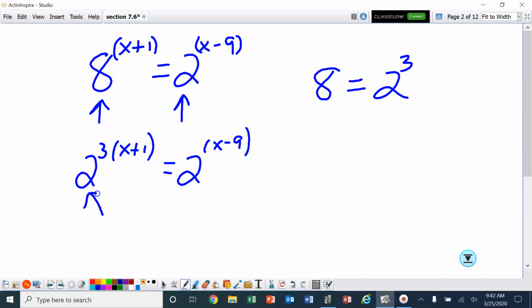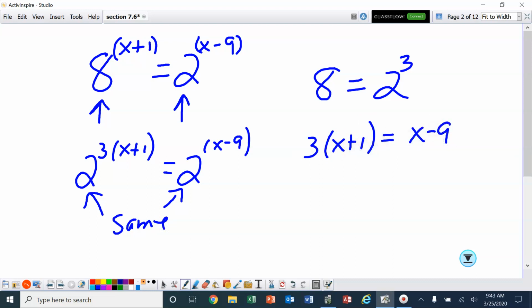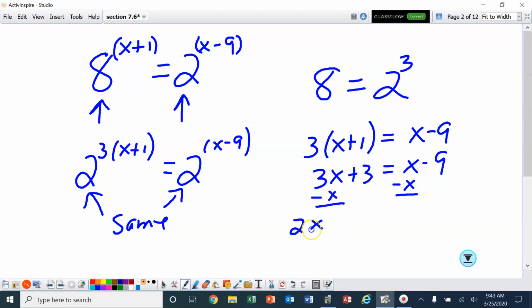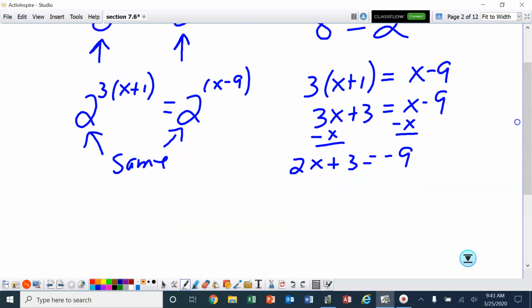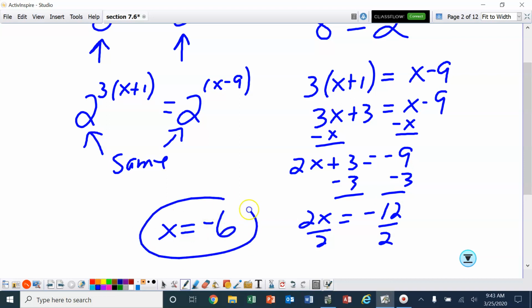Now that they have the same base, we can just set the exponents equal to each other. So 3 times x plus 1 equals x minus 9. Now it's an algebraic equation. We're going to solve it, and we find out that x equals -6.